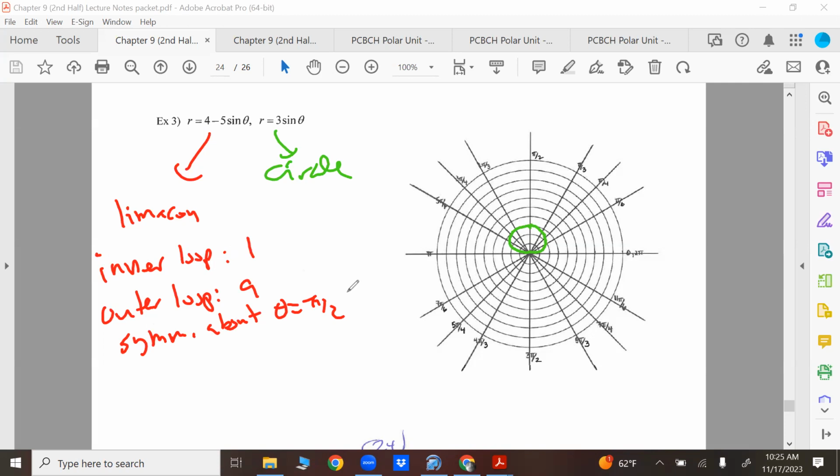Use a graphing calculator, totally fine. If you were to plug in, say, 0, I think you get 4. Is that right? Yeah. Plug in 0, you get 4. Plug in pi, you also get 4. And then it's going to look kind of like this. And it goes all the way down to 9. So let's count 2, 3, 4, 5, 6, 7, 8, 9. Okay, it's one of my better looking limaçons.